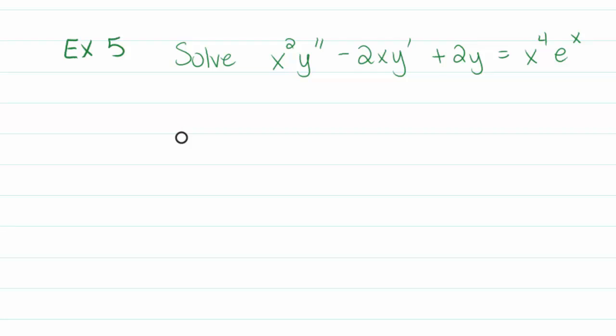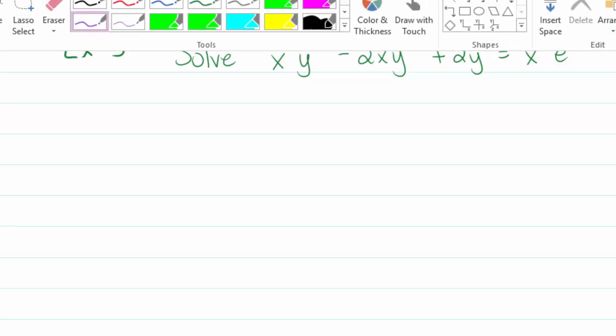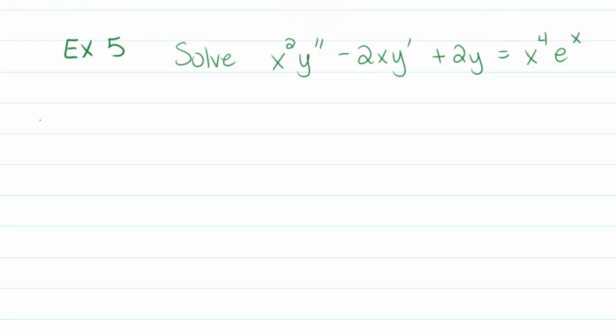We solve this using the same old methods that we would use if we were solving any ordinary differential equation of high order. We'd first solve the homogeneous version. So I'll write that down. We're going to solve the homogeneous version: x squared y double prime minus 2x y prime plus 2y is equal to 0.